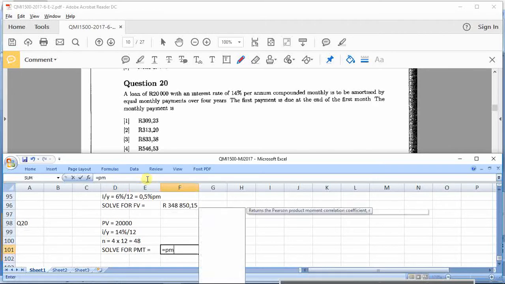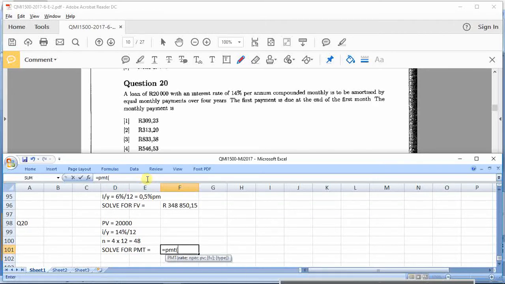So PMT equals, if you solve for PMT, the rate was 0.14 divided by 12. The N was 48. The PV was 20,000. Close brackets, answer minus, well, the payment. So it's 546.53, option 4.